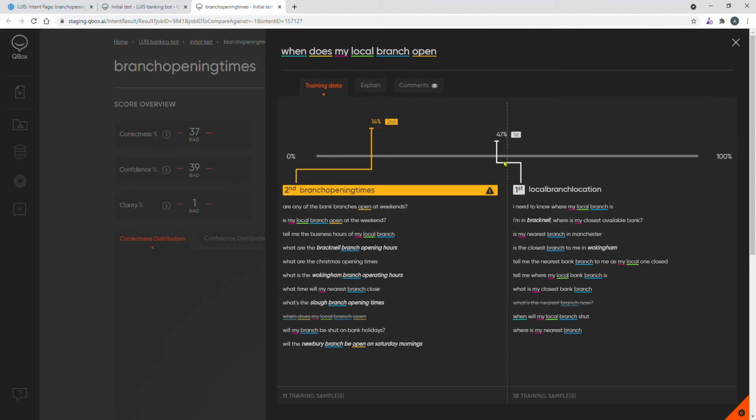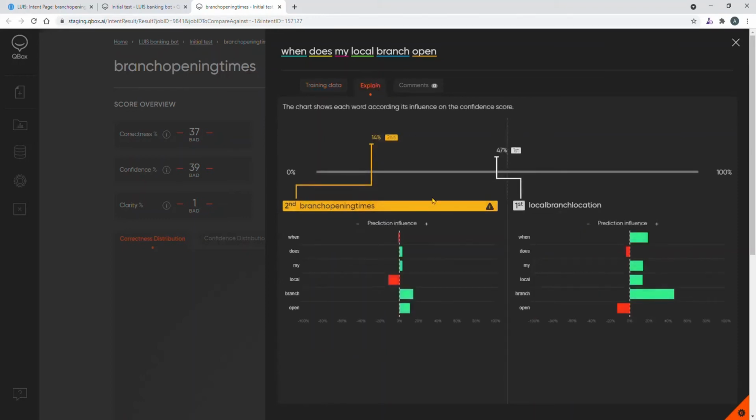The highlighted words show that possibly local and definitely branch are probably the influences to that incorrect intent. But again, let's see what the explain feature shows. So the biggest influences to the incorrect intent are actually when, my, local and branch. The concept of this utterance is asking when the local branch opens.